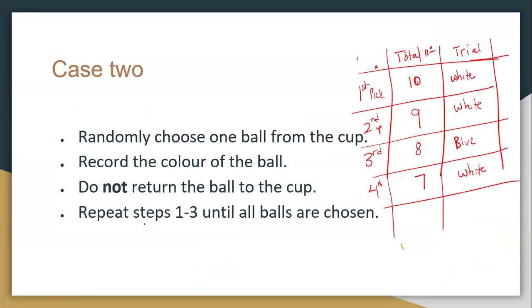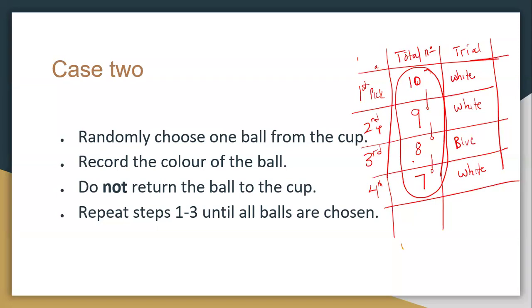Then, when they tell you that the ball is not returned after picking, you need to look at the number of balls remaining in your bag, in your cup. You notice that these balls keep on reducing. After picking a ball, the sample space keeps on reducing. Members, can I know through the chat whether you have got those two concepts, case one and case two? Have you got the difference between the two cases?